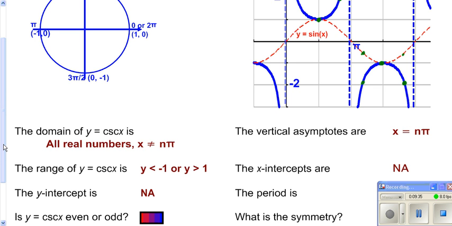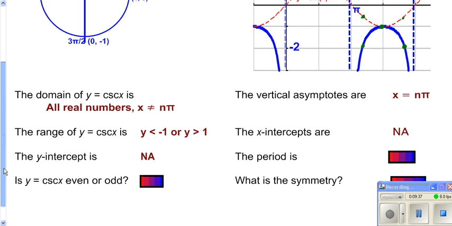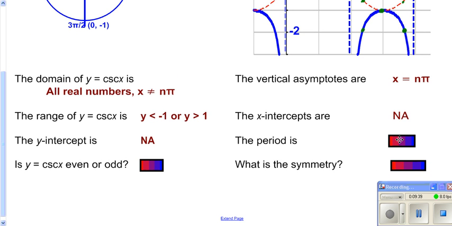Since we're dealing with the reciprocal of sine, our period is going to be the same thing as sine. So it's going to be 2 pi. Is it even or odd? It's going to follow exactly what sine did. And sine was symmetrical about the origin, so it's odd.